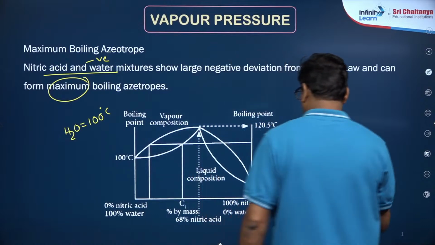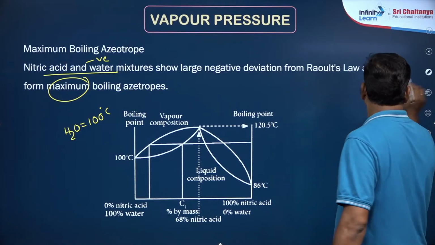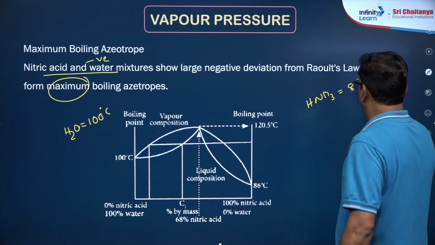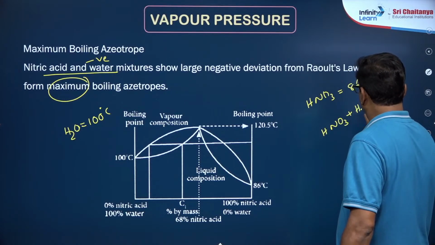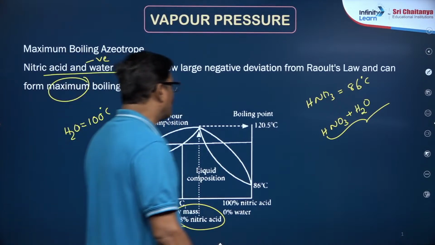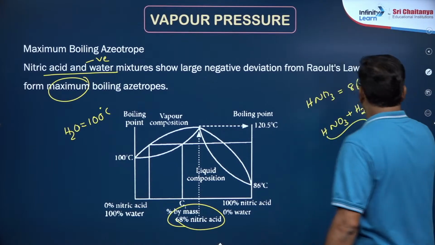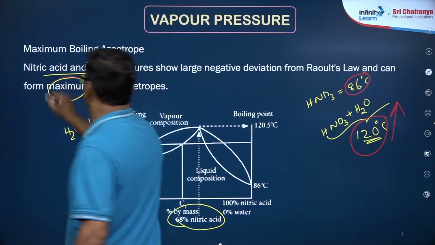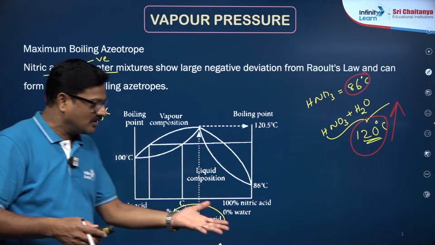The boiling point of HNO3 is 86 degrees centigrade, but when you mix HNO3 and H2O at a certain concentration, 68% nitric acid, it is going to boil at 120 degrees centigrade. So this value increased, and that is said to be a maximum boiling point. If you boil at 120 degrees centigrade, you are going to get a vapor.